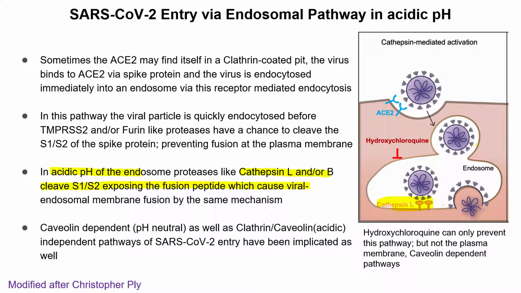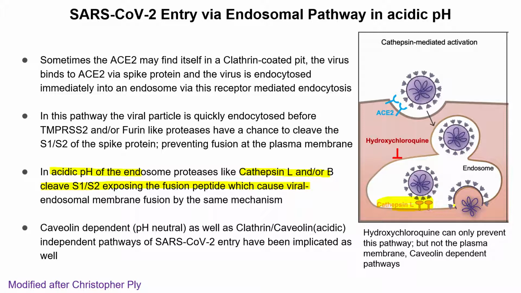And in the same way, remember that at the plasma membrane you have a phospholipid bilayer here, and the endosome also has a phospholipid bilayer, and the mechanism is the same. Just a different protease acting on them in a different pH. At neutral pH, it is either TMPRSS2 or furin-like proteases. In the endosome, in the acidic condition, it is cathepsin B or L. But the mechanism of fusion is the same.